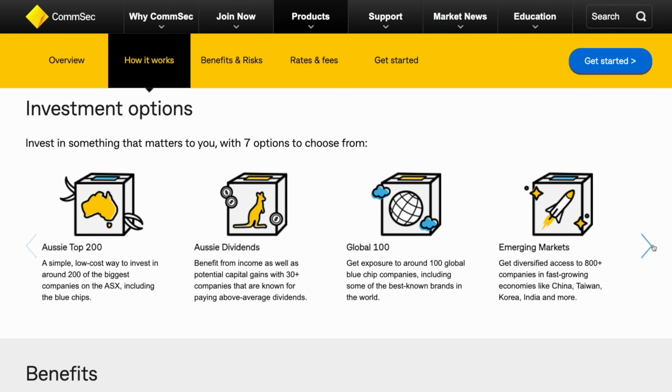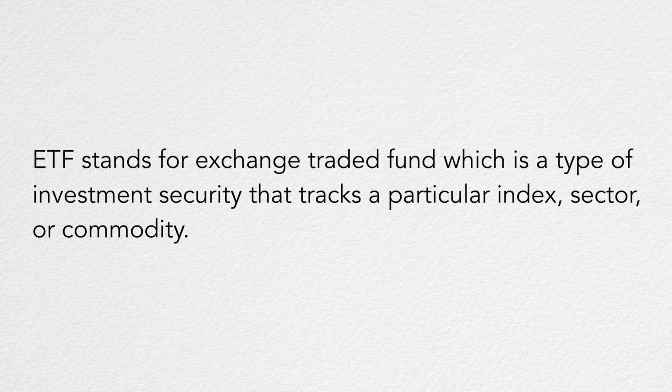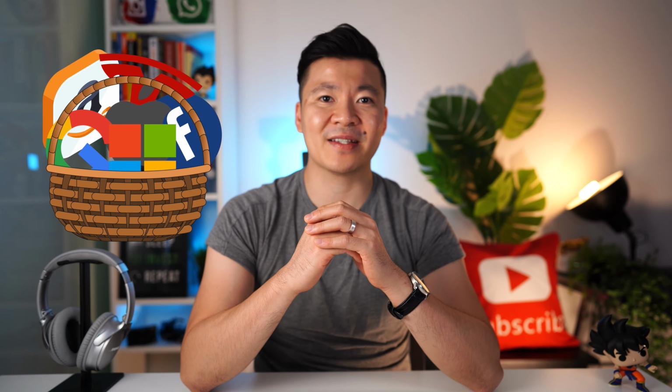The Commsec Pocket App is a micro-investment broker that offers 7 different investment options in the form of ETFs. ETF stands for Exchange Traded Fund, which is a type of investment security that tracks a particular index, sector, or commodity. In simple terms, an ETF acts like a basket of many stocks that you can trade on an exchange, just like an individual stock.